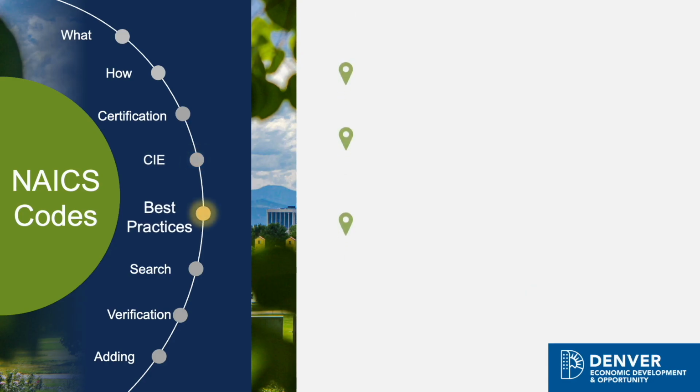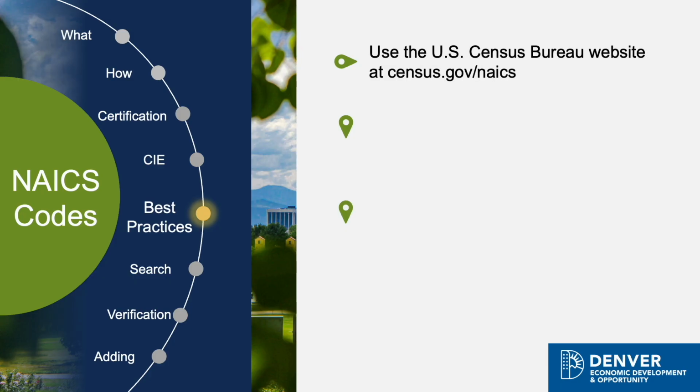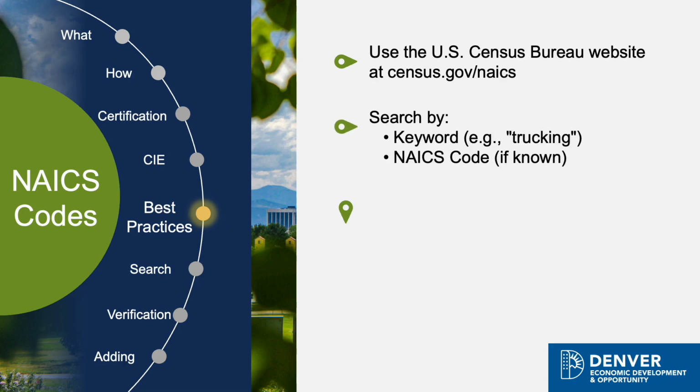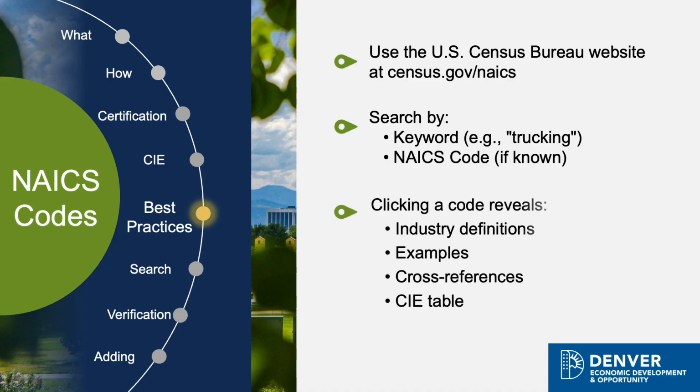DISBO relies on the official U.S. Census Bureau website at census.gov/NAICS for definitions, reference materials, and user-friendly search tools. On this website, you can search either by keyword or by NAICS code. If you're a trucking company, simply enter the word trucking in the search bar. This will show a complete list of all NAICS codes and corresponding index entries related to trucking. Clicking on any code will bring you to that code's specific page, where you can review the industry definition, see examples, explore cross-references, and view the detailed CIE table.